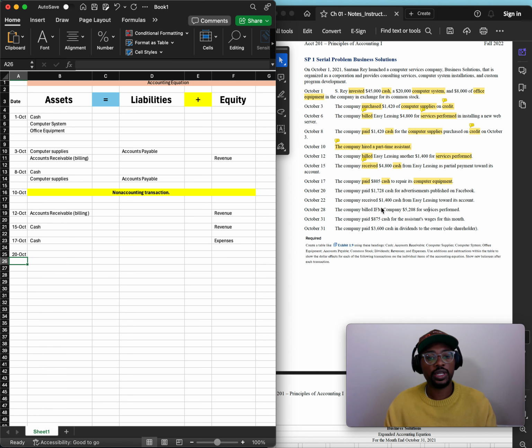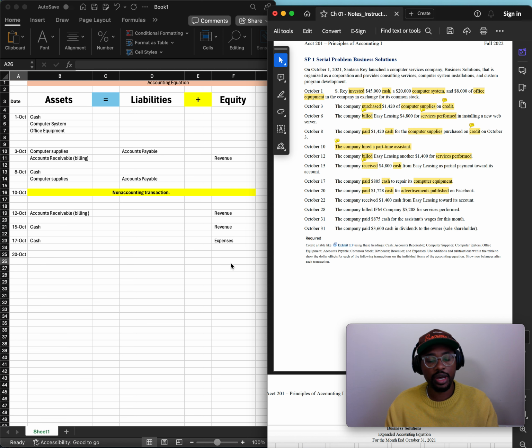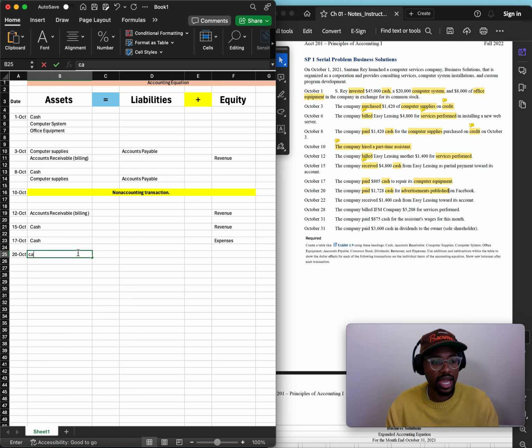1020. Let's keep moving. The company, again, we what? Paid. What did we pay? Cash. What did we pay for? Advertising, publishing. So again, cash is going to be impacted and our expenses are going to be impacted, right? Because we're paying something. Money is going out. You see how it's kind of redundant now.